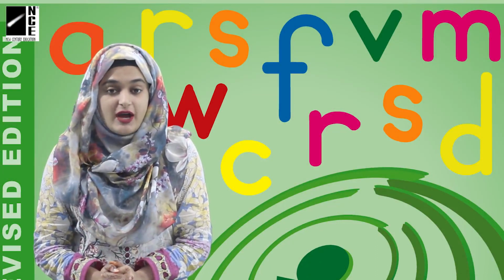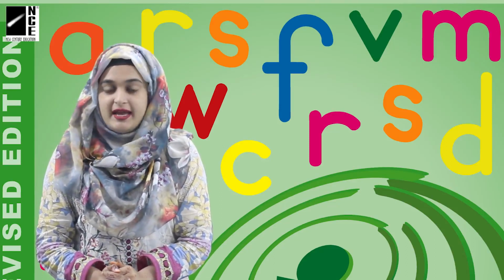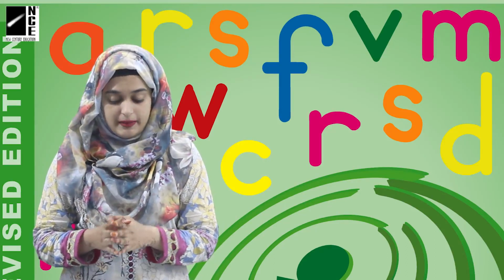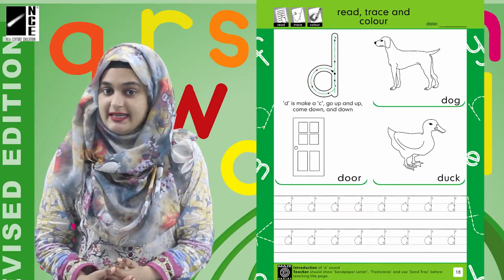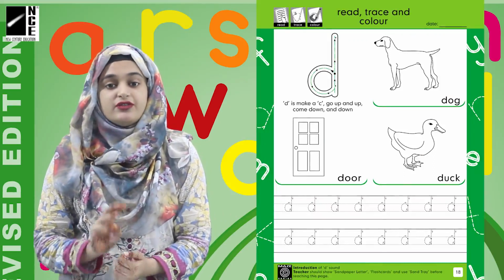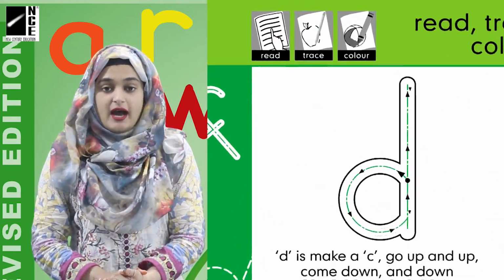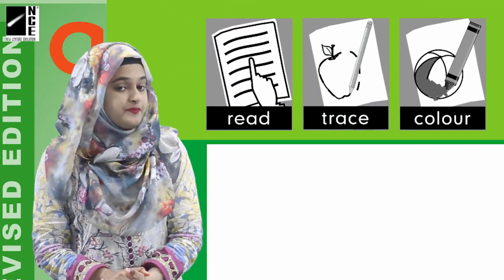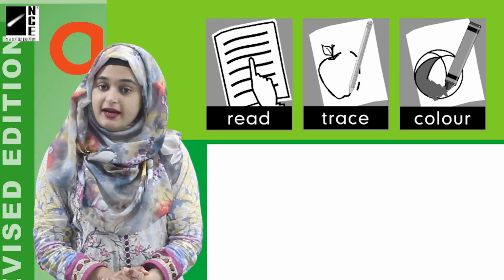For that, you have to take out your May's English workbook of pre-year 2. The pages or worksheets we are going to work on are number 18, 19 and 20. Yes, today we are going to cover three of our pages. The icons we have on page number 18 are read, then trace, and then color.